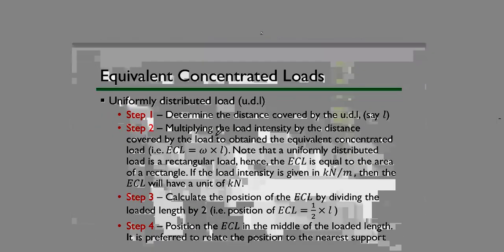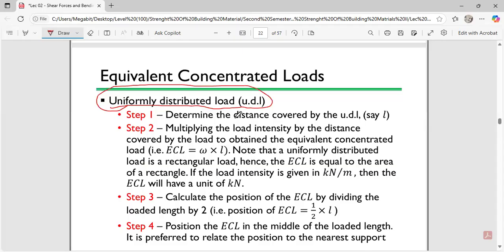Equivalent concentrated load. So we want to put a little emphasis on the uniformly distributed load, that is the UDL. Step 1, this is how to calculate it: determine the distance covered by the UDL. Step 2, multiply the load intensity by the distance covered by the load to obtain the equivalent concentrated load. That is, ECL is equal to W times L, or let me say your load times the distance.